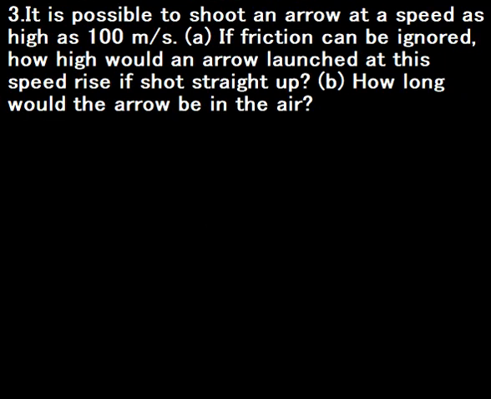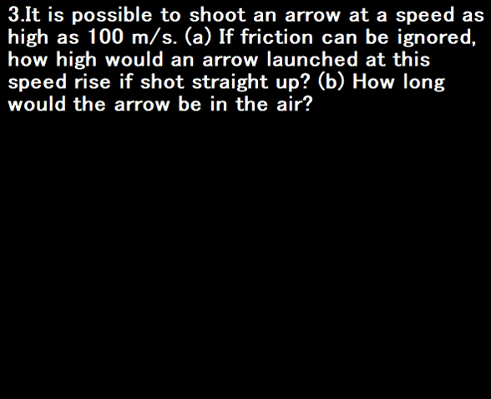I also want you to try this problem as well. It is possible to shoot an arrow at a speed as high as 100 meters per second. A, if friction can be ignored, how high would an arrow launched at this speed fly if shot straight up? So we are looking for the maximum height. And B, how long would the arrow be in the air, before it strikes the ground?